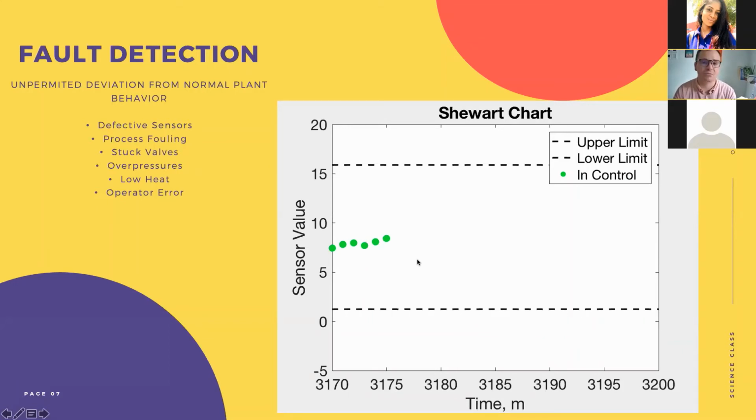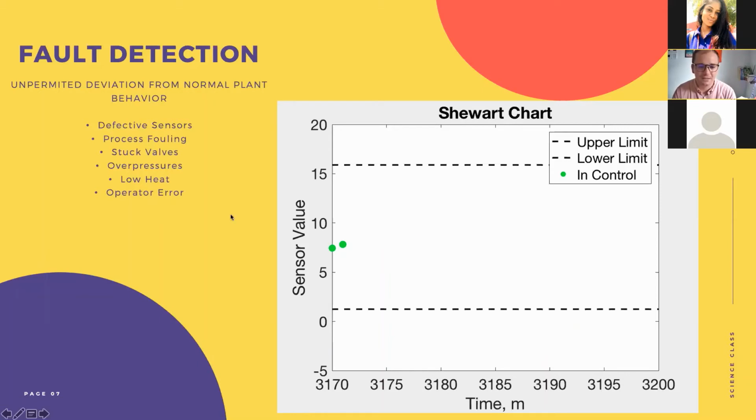Because you're always dealing with randomness. You know, Brownian motion is true for all engineering aspects, and there's always some form of randomness in your problem. But usually there's not going to be this big of a deviation of randomness from the lower control limit to the upper control limit. So in this case, it's pretty easy to see that something goes wrong around minute 3183, maybe, and it's very clear.